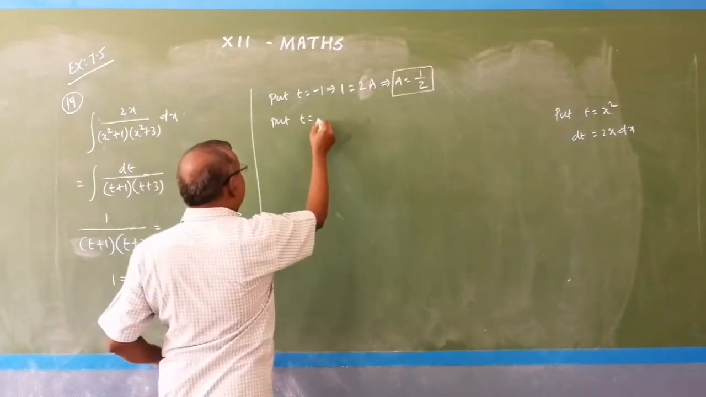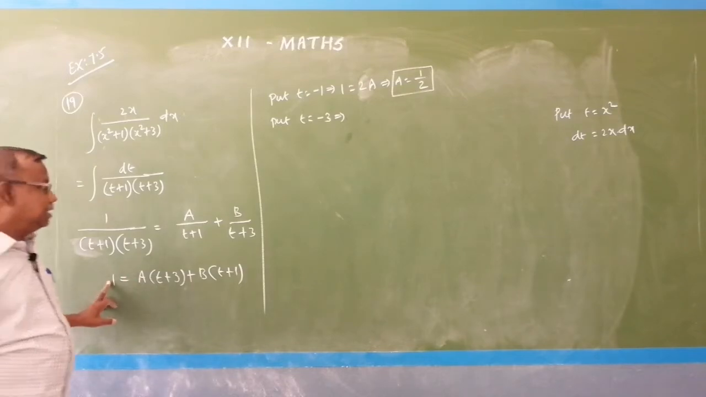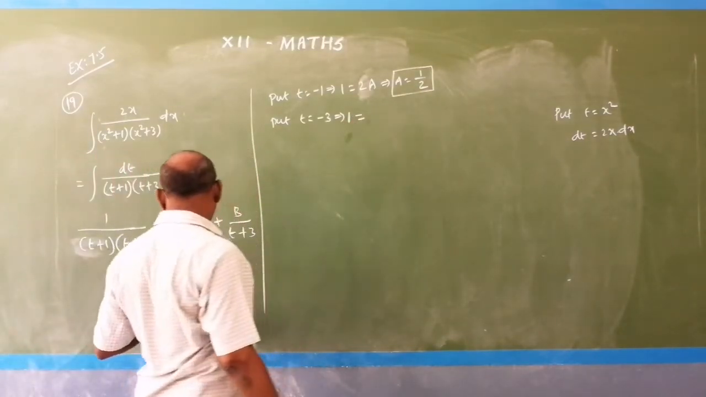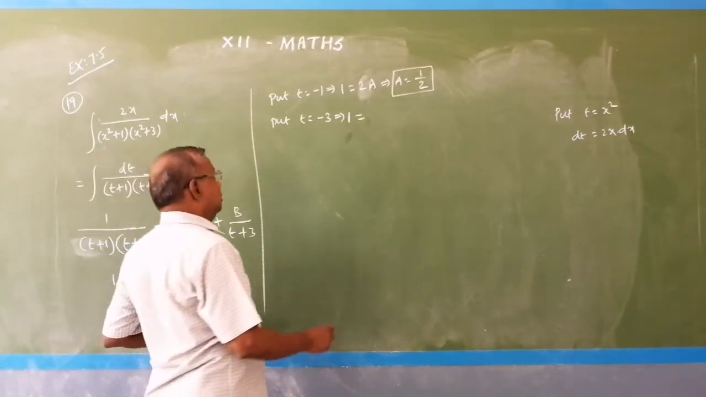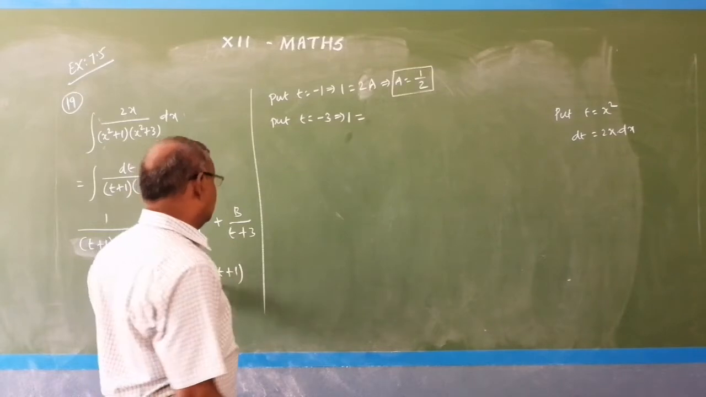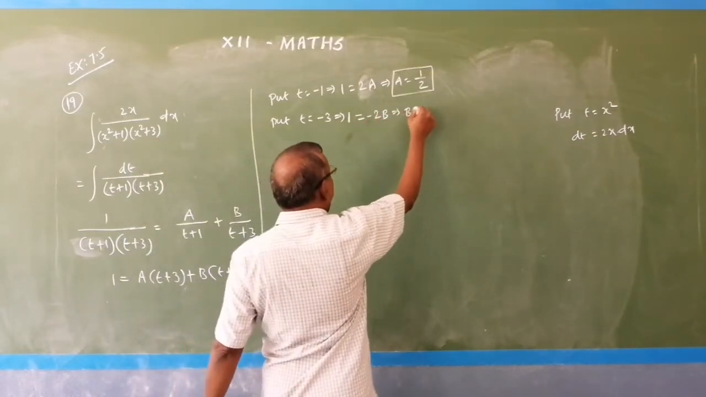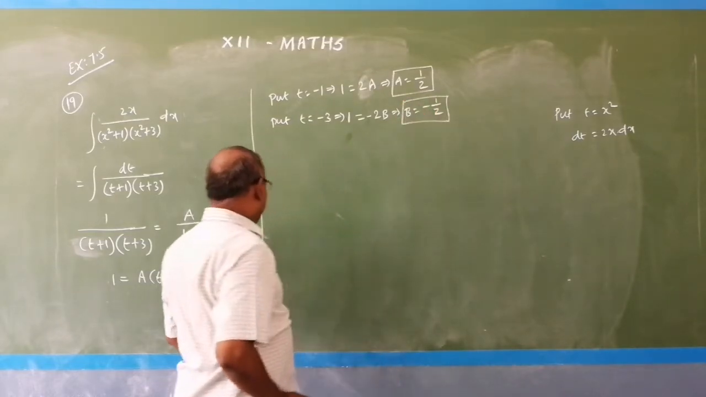And again for eliminating a, put t equal to minus 3. So when substituting minus 3, the LHS is 1 and on the right, minus 3 plus 3 is 0, so a into 0 is 0, plus b into (minus 3 plus 1), that is minus 2b, which gives b equal to minus 1 by 2.